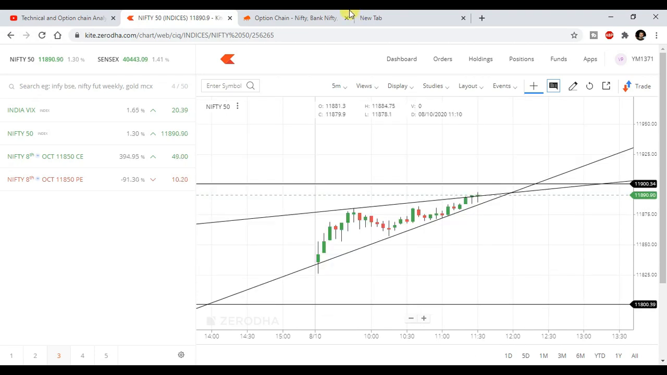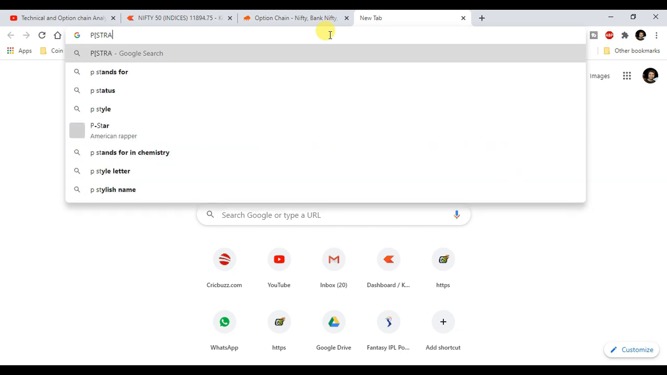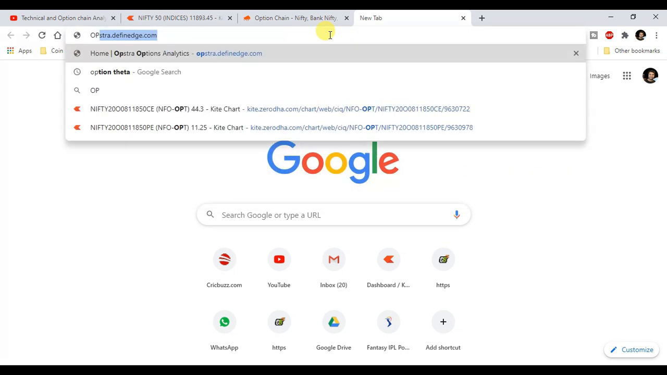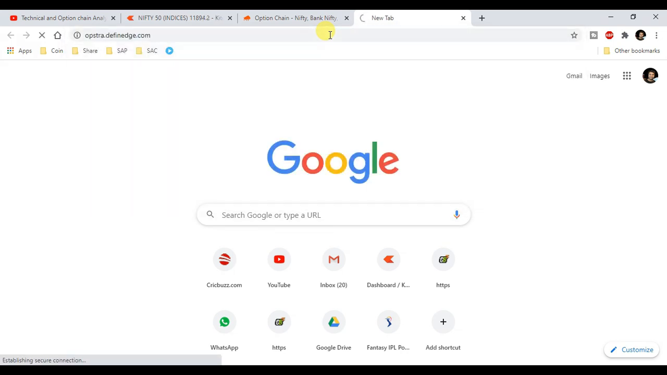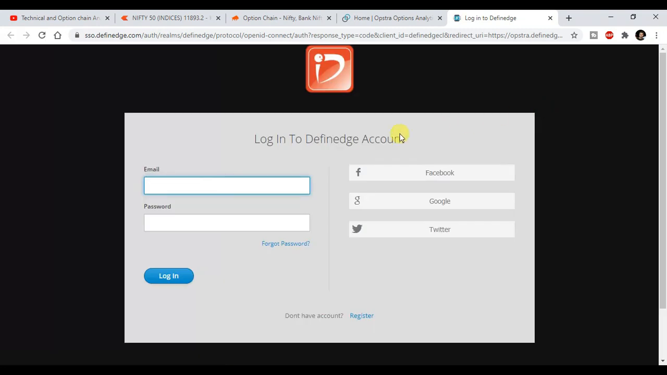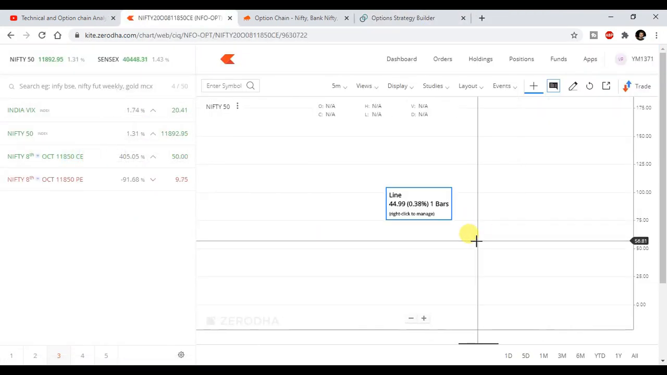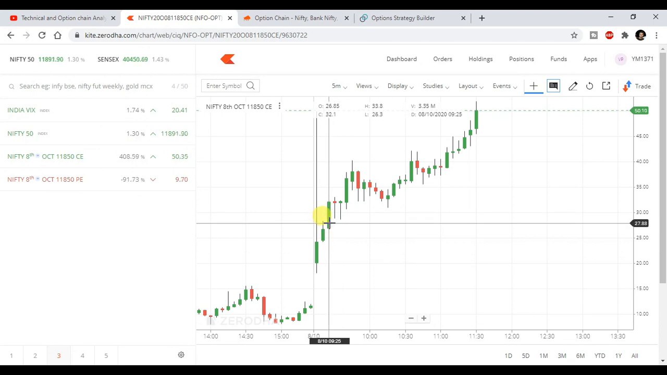Now let's see all the possible cases in Opstra. I am using one website, Opstra, where we can put in our strategy and see all the possible cases. As we have sold the CE at a price of around 27, let me go to Opstra.